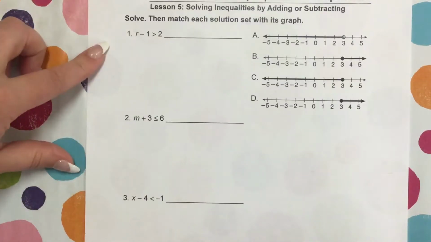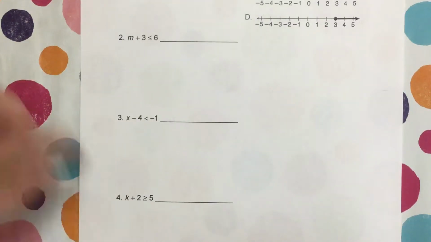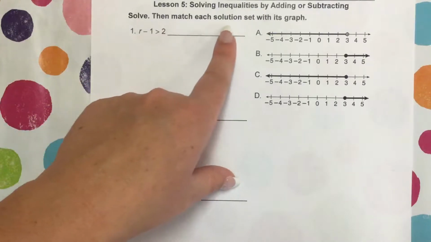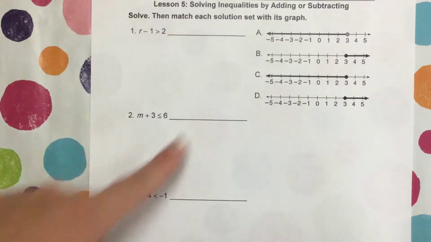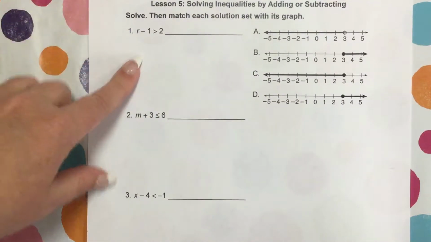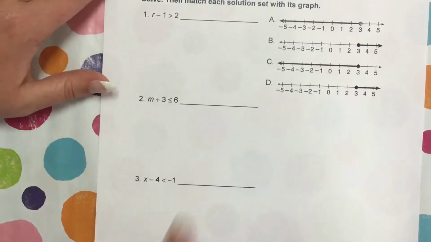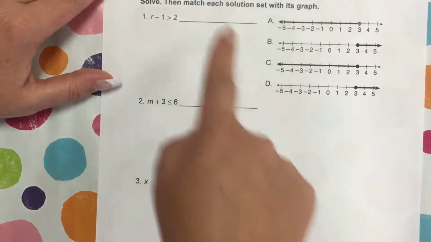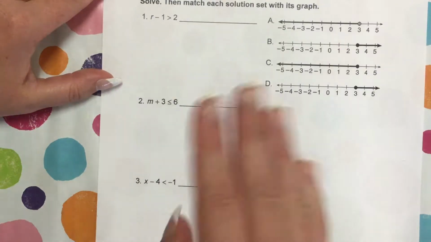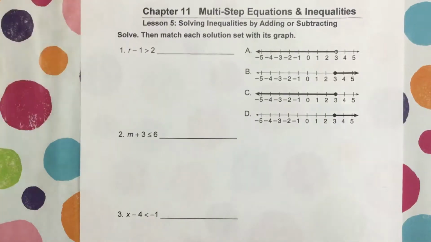I'm going to have you start off with 1, 2, 3, and 4. It says solve, then match each solution set with its graph. Here are the graphs over here, A, B, C, D. You're going to solve all these problems and show all your work. Then find the graph and write the letter, whether it's A, B, C, D, that corresponds to the solution. So go ahead and get started.